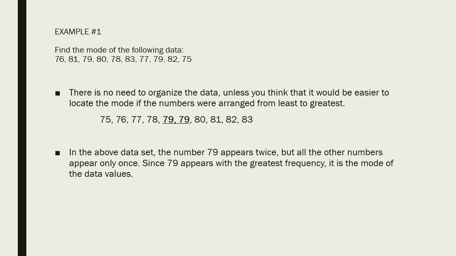In the above data set, the number 79 appears twice, but all the other numbers appear only once. Since 79 appears with the greatest frequency, it is the mode of the data values. So the answer will be 79. Since 79 appears twice in the given set of data, it will be our mode. And since we only have one value that appears twice, it is called unimodal.